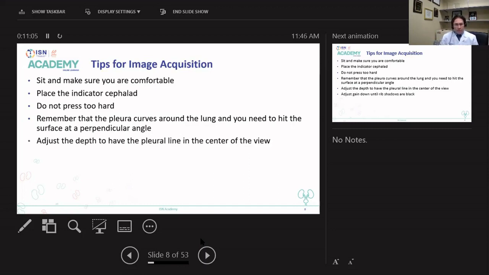Adjust the depth so that the pleural line is in the center of the view field, where you'll have a high resolution and you can look for irregularities. You can make the depth deeper, but I wouldn't recommend going past 12 centimeters. You want to adjust the gain on the ultrasound down sufficiently so that the rib shadows are nice and black.